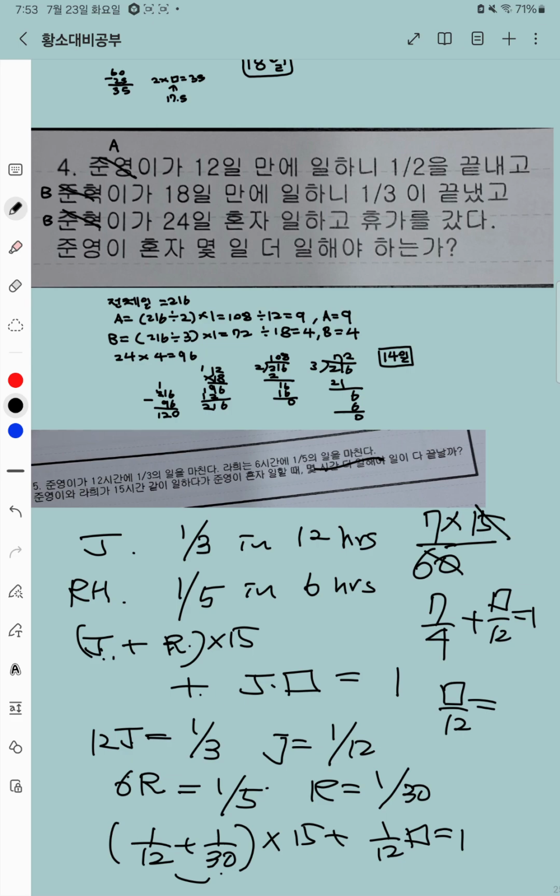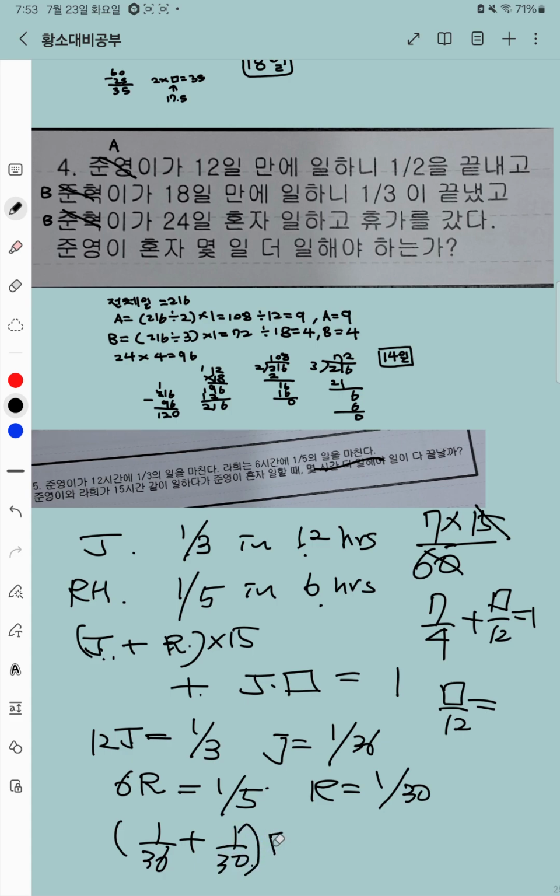Oh my God, this is wrong. My mistake. Complete mistakes. This is 36, right? Oh my God. 1/36, 1/30 times 15, plus 1/13 times scale is 1. Okay.